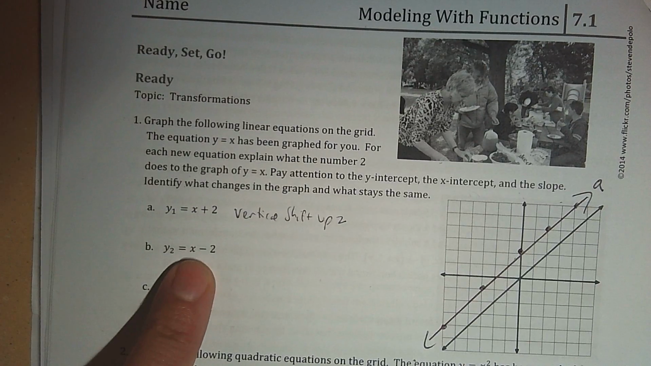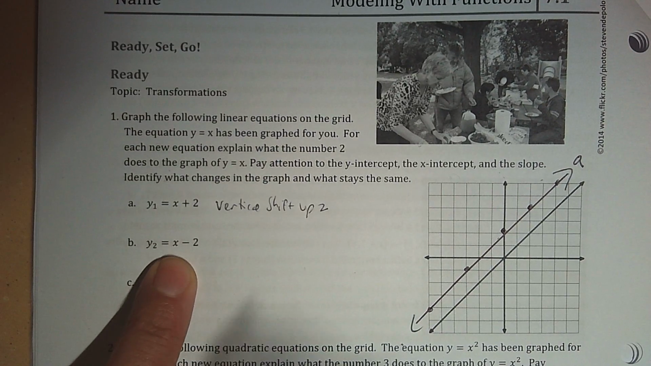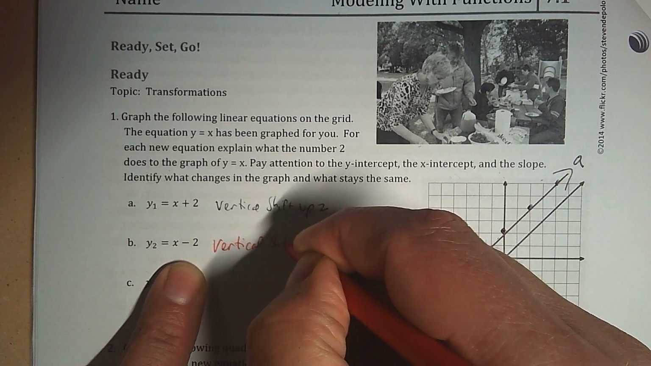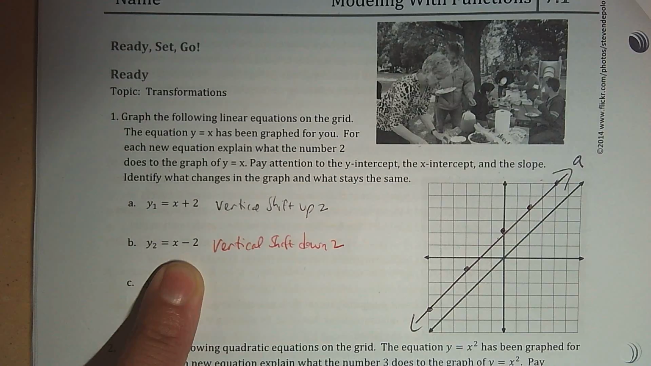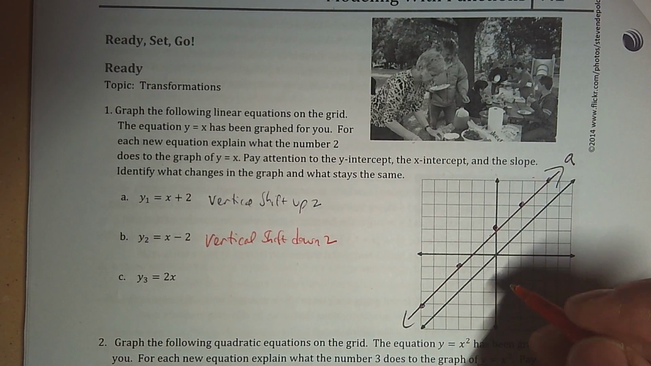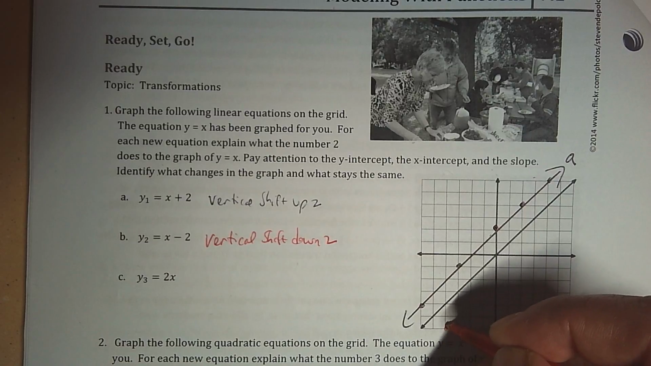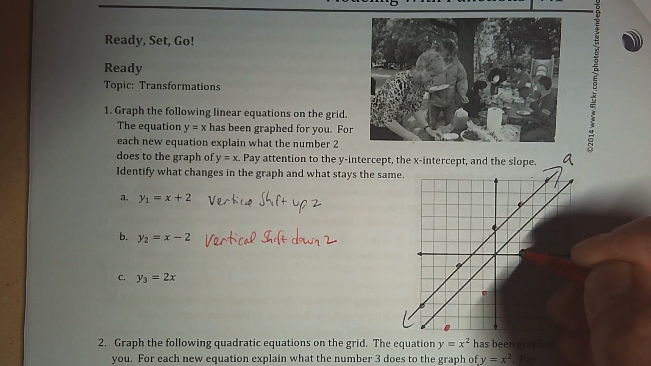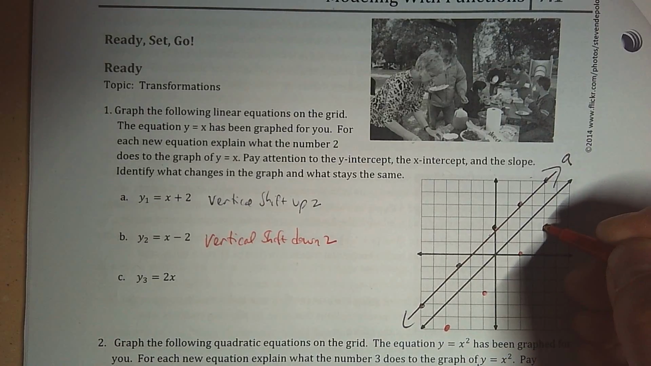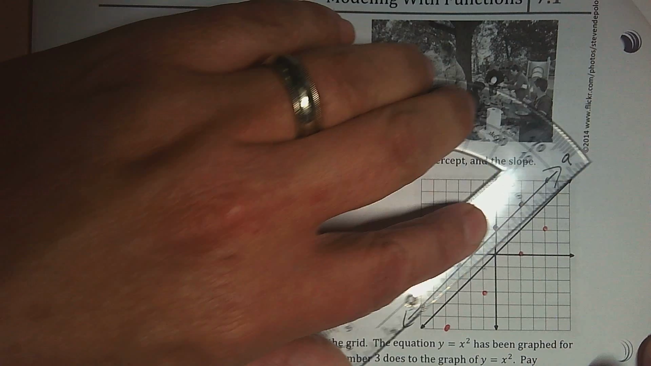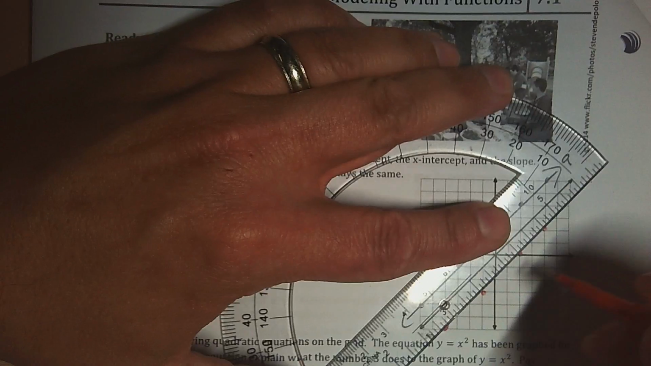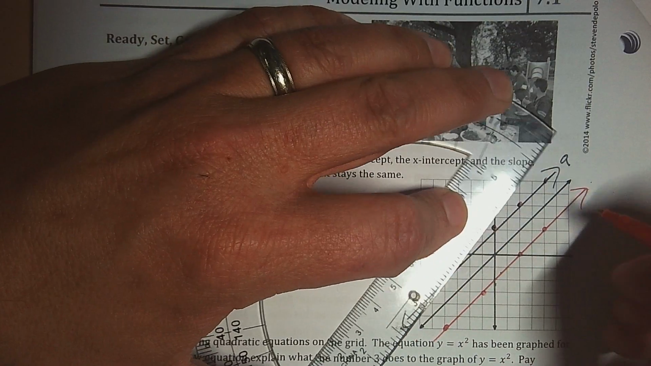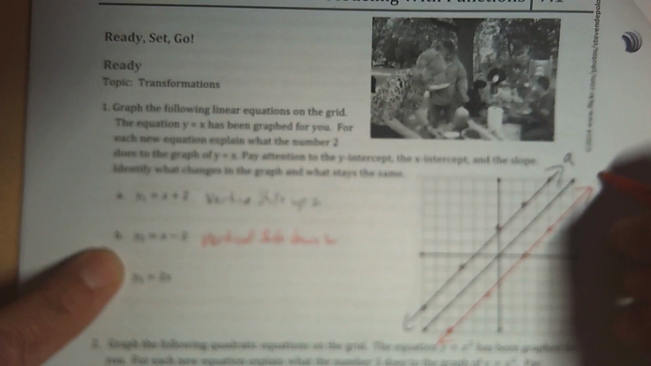So tell me what happens when you subtract 2. Well, now it's a vertical shift down. How many? Take the original line, and every point you're going to go down 2. Take a few points and go down 2 to create your line. Notice that these are parallel, aren't they? So shifting something up or down, the slope didn't change, did it? So that is B.